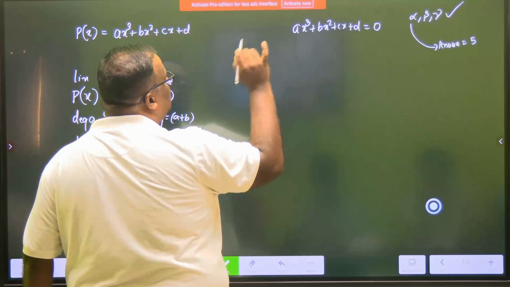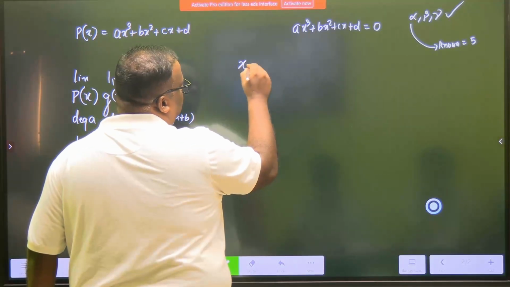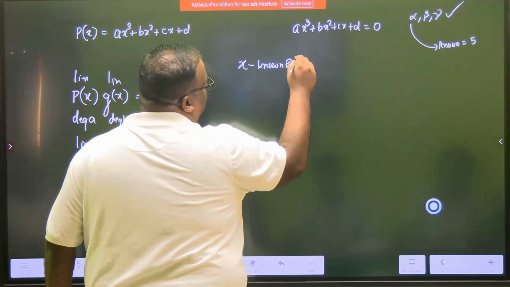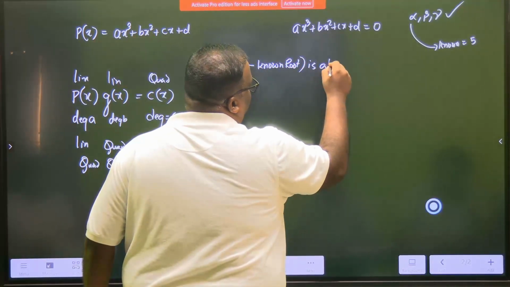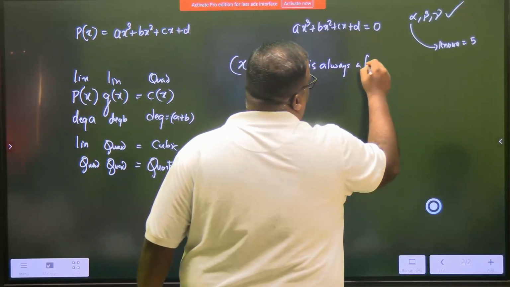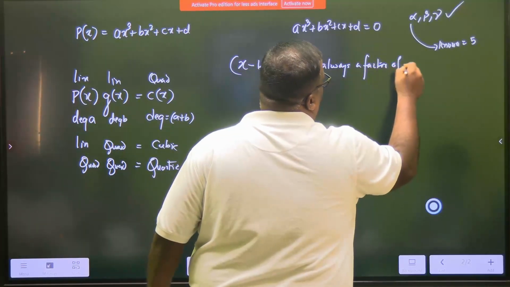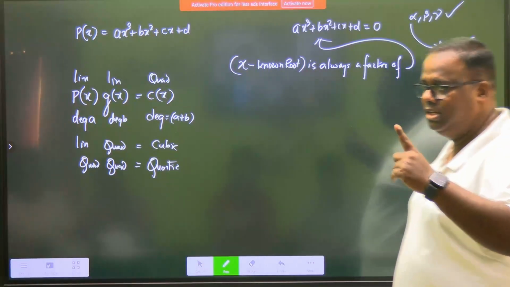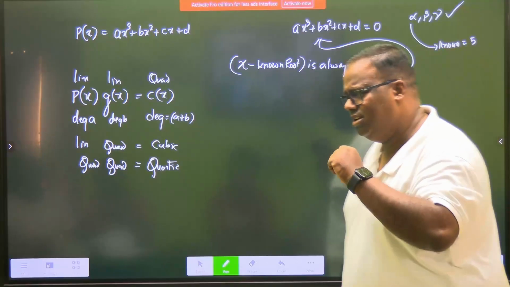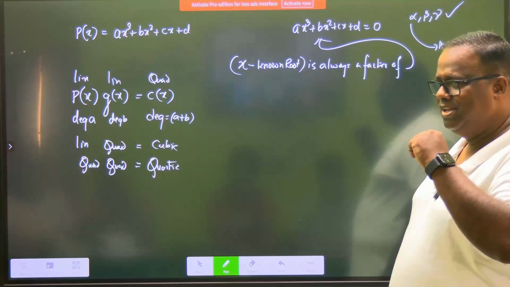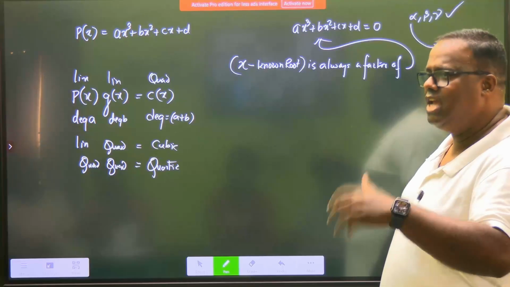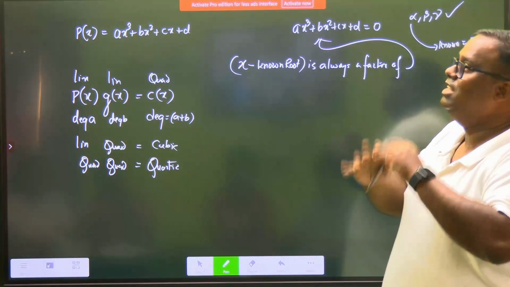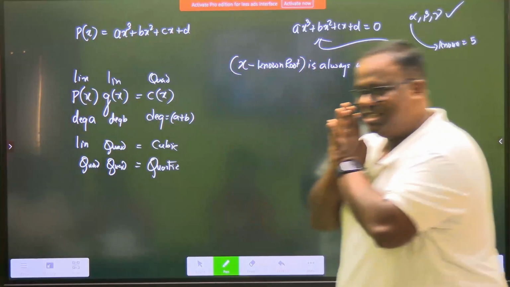If you know any root, then x minus the known root is always a factor of this polynomial. They told us one known root, right? This is actually grade 9 remainder theorem and factor theorem. If you know one root, then x minus that. How did you find the root? You used to take gx as a factor, gx equal to 0, so you used to get the value of x in grade 9.